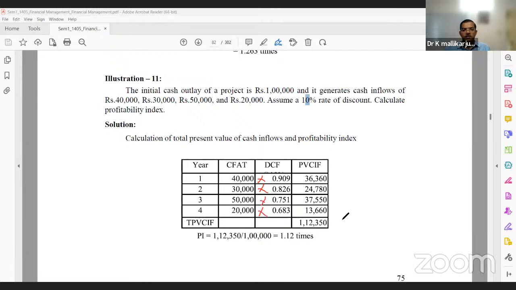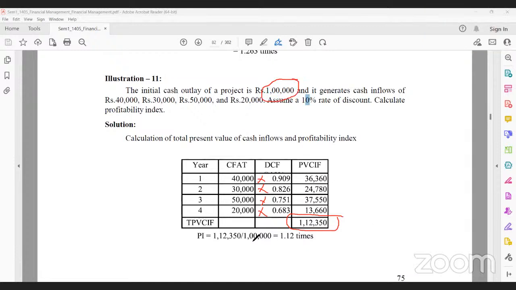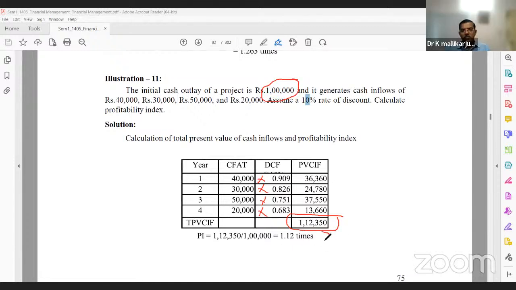Now we'll get this answer. So the amount is 1,12,350. It is higher than this 1 lakh rupees. Actually, it is more than 1. It is more than 1. We will accept the projects. Okay. It is similar to the NPV method.